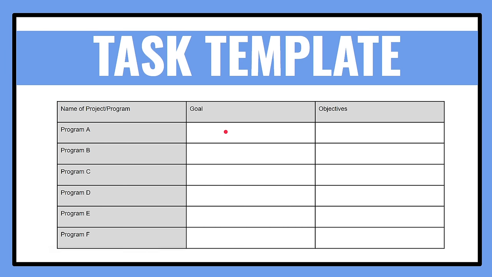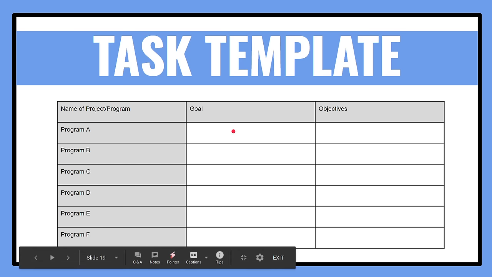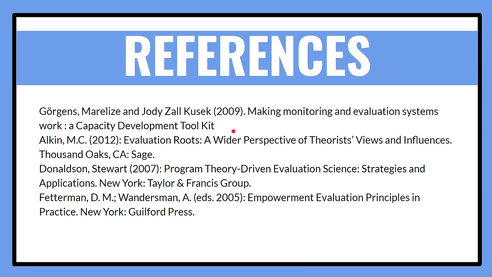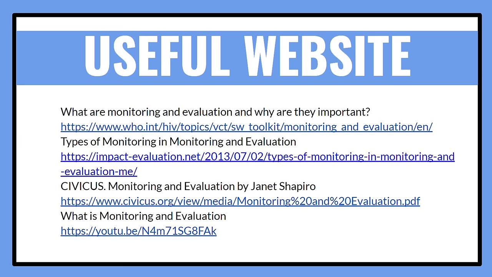Then what's the goal of the project? So the goal, which is the overall goal, we will discuss this in length in module 2. Then what are the objectives? You can have different objectives per goal for the goal of your organization. So you write the program, write the goal, write the objectives of it for each one. There are references to this first module, which you can also get in the classroom. We have all these books in the classroom. Then useful websites for you to quickly go through as well. Very important for you to complete some of the tasks.